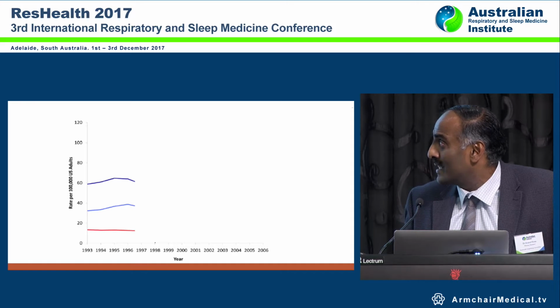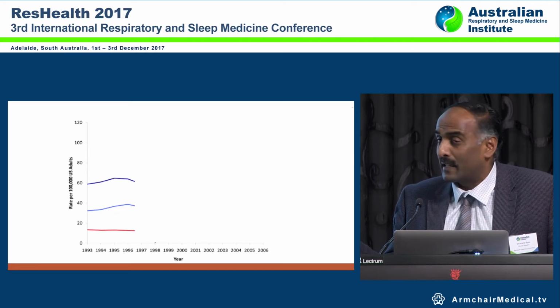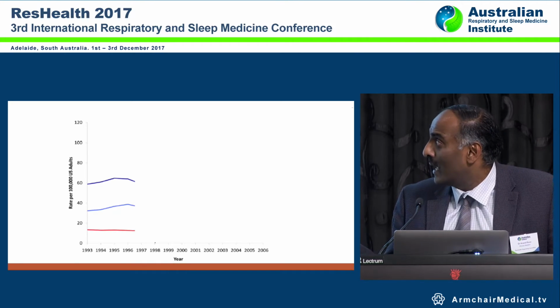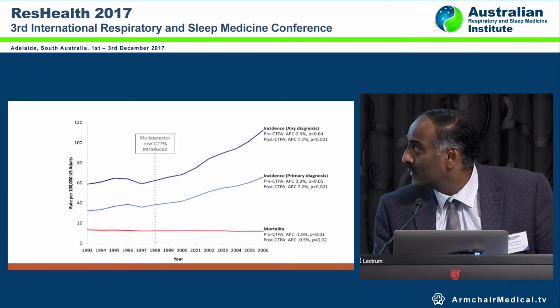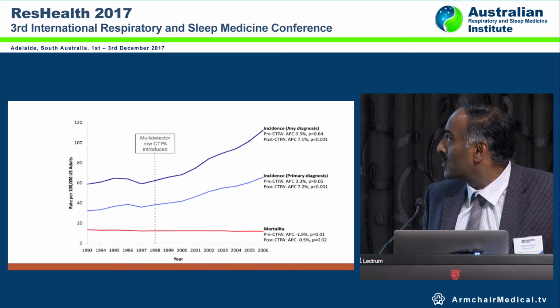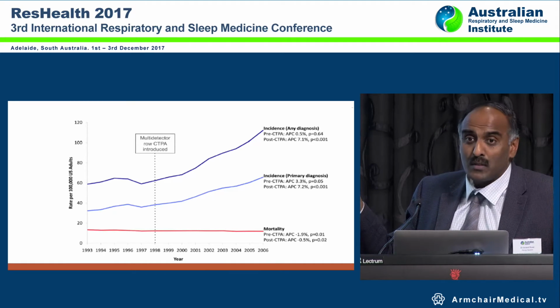This is the mortality, primary diagnosis of PE, secondary diagnosis of PE, any diagnosis being primary or secondary. This is from the United States Medicaid and their national database. Post-98, this is where we're going. You can see the primary diagnosis of PE soars. Any diagnosis incidence climbs as well.